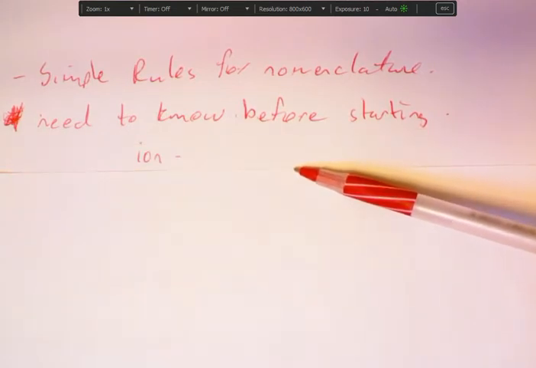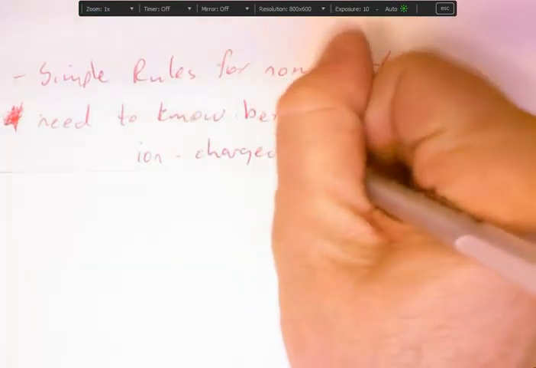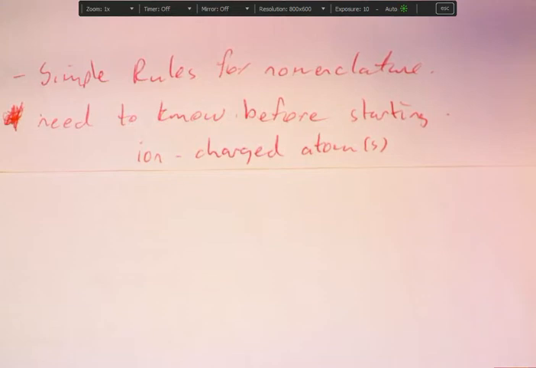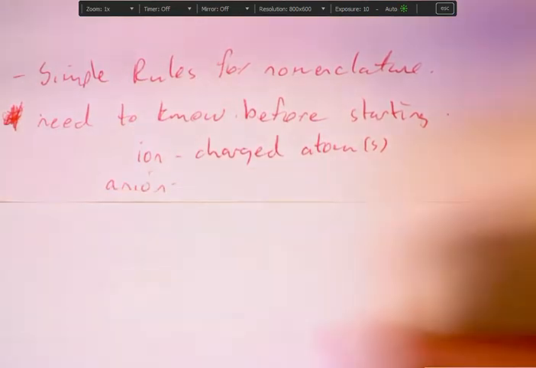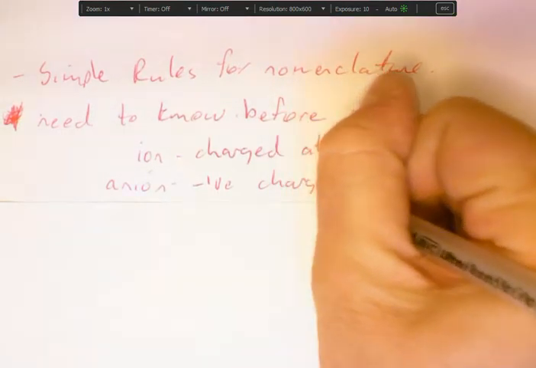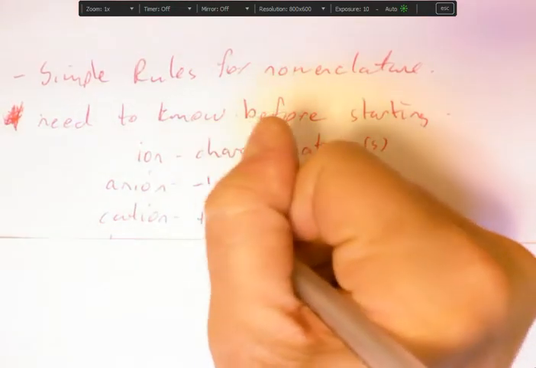First thing is, you have to know what an ion is. An ion is just a charged atom or group of atoms, and it can have one of two possible charges. It could be either an anion, which is a negatively charged ion, or it could be a cation, which is a positively charged ion.